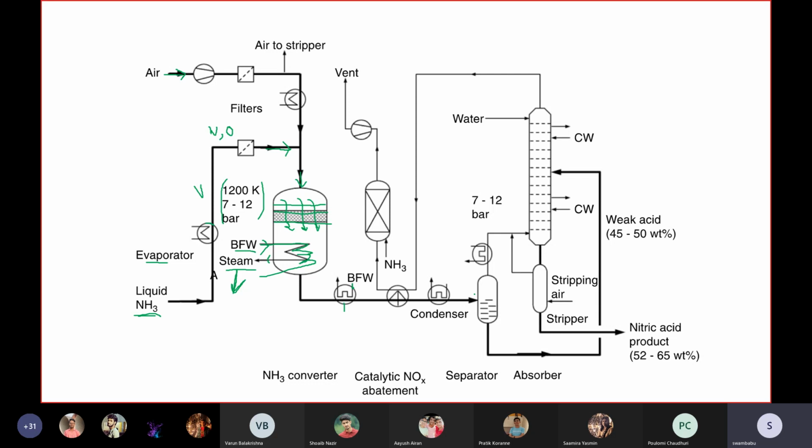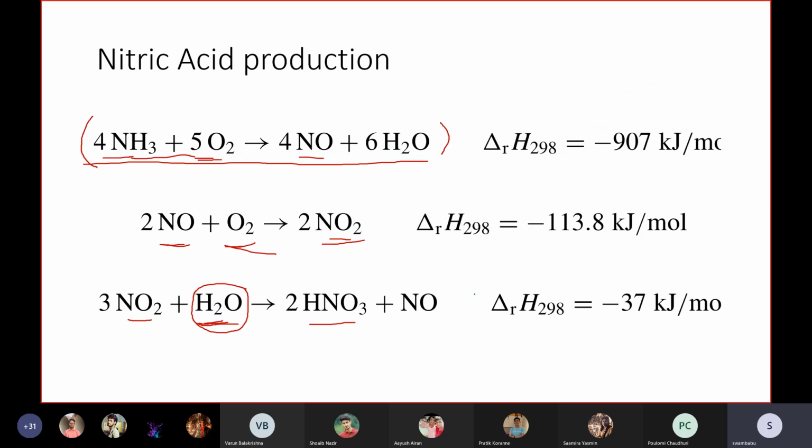So now you can see two important reactions. Nitric oxide reacts with oxygen and forms NO2. The produced NO2 reacts with water and produces HNO3. So often these two reactions are done in the same place. Although we can do them separately, these two reactions can be done at the same place. That way we can maintain that 400 to 500 Kelvin temperature easily.